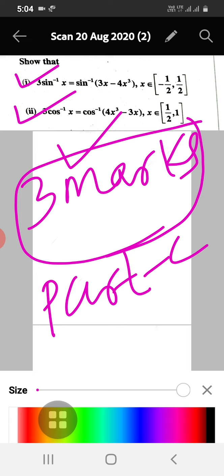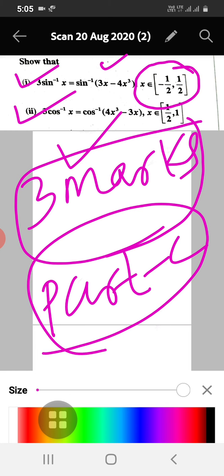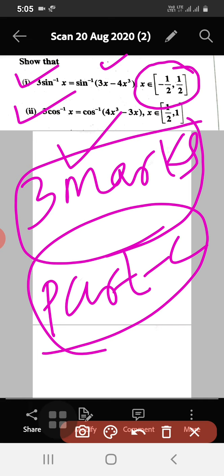Show that 3 sin inverse x is equal to sin inverse of 3x minus 4x cube. You don't have to worry about this; this is the restriction or condition. And another result is 3 cos inverse x is equal to cos inverse of 4x cube minus 3x, where x belongs to the closed interval half comma 1. These are the 3 marks questions. I hope you will understand the proof clearly. Very simple, 2 or 3 steps only. I will consider them one by one.